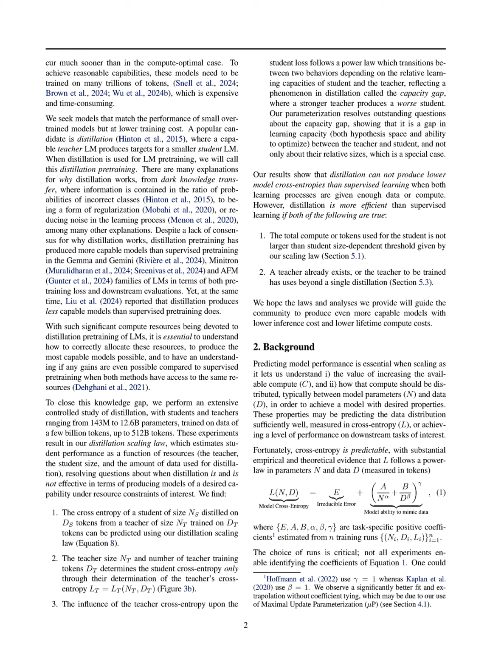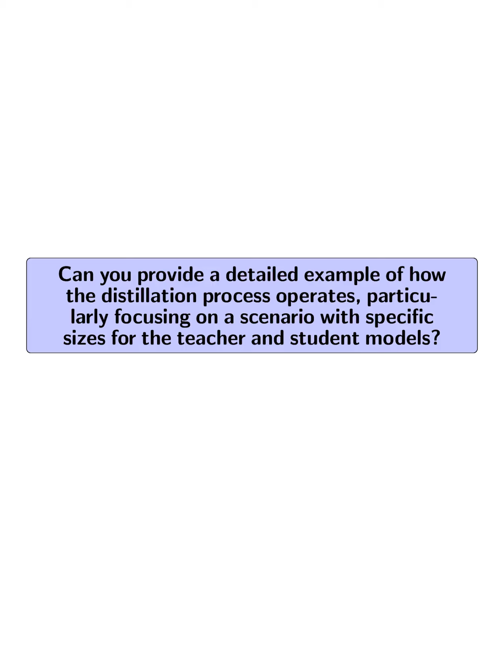The student is then optimized using a knowledge distillation loss, which measures the difference between the teacher's and student's predictions, typically through Kullback-Leibler divergence. This process enables the student to capture the dark knowledge from the teacher, leading to improved performance compared to traditional supervised learning, especially when the student is trained on a limited dataset. Can you provide a detailed example of how the distillation process operates, particularly focusing on a scenario with specific sizes for the teacher and student models?